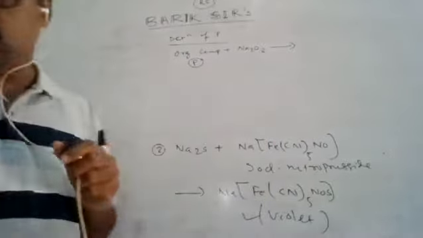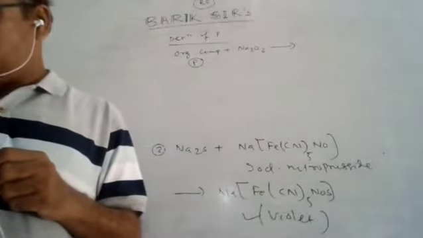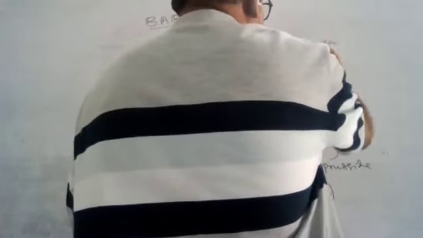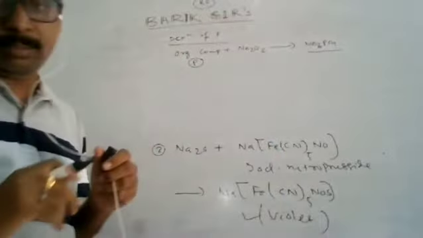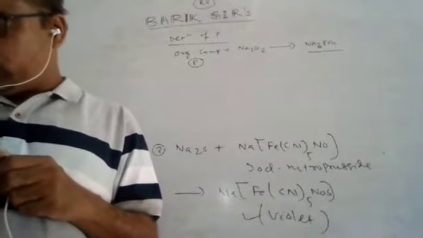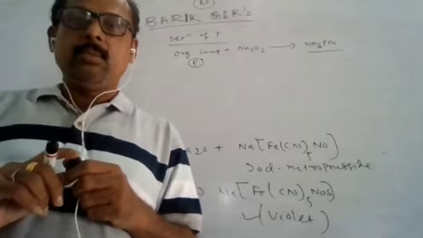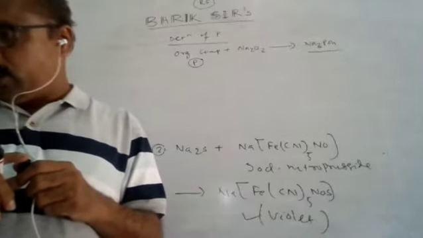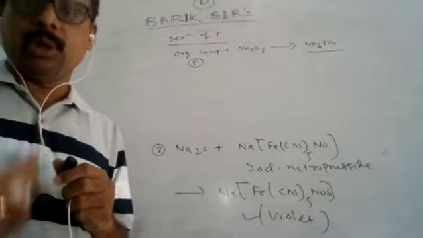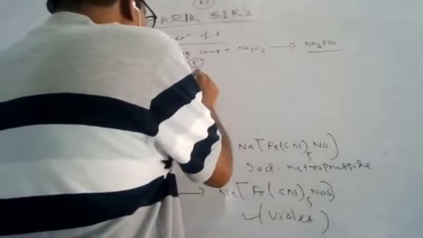Sodium peroxide is a strong oxidizing agent. So the phosphorus present is converted to phosphate form, sodium phosphate. This phosphate is boiled with ammonium molybdate, which is converted to yellow ammonium molybdate. That is the test of phosphorus.